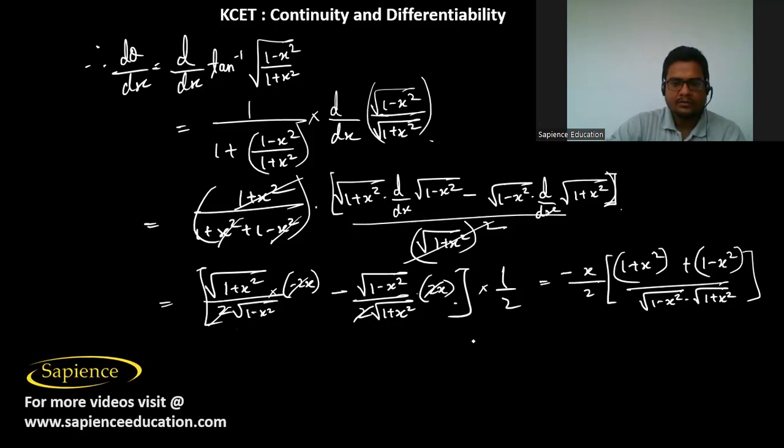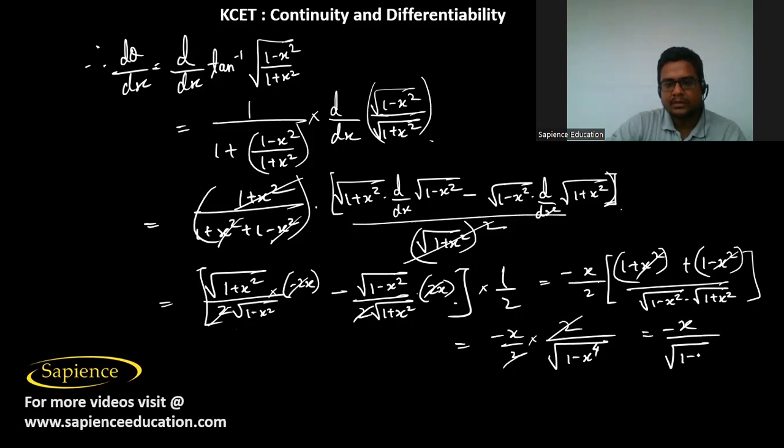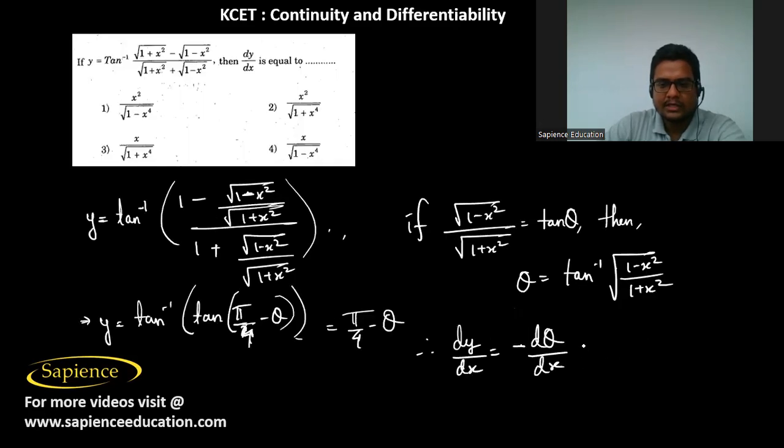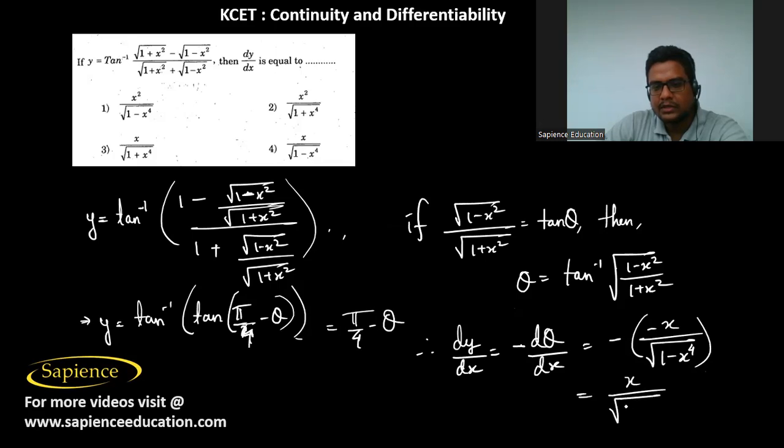So this will be now, these two will again cancel. So this will be minus x by 2 into 2 by root over a plus b into a minus b, which is 1 minus x power 4. So this is minus x by root over 1 minus x power 4. So now d theta by dx is minus x by root over 1 minus x power 4. So this is minus of minus x by root over 1 minus x power 4. So this will be x by root over 1 minus x power 4. So this is dy by dx. So it means that option 4 is the correct option.